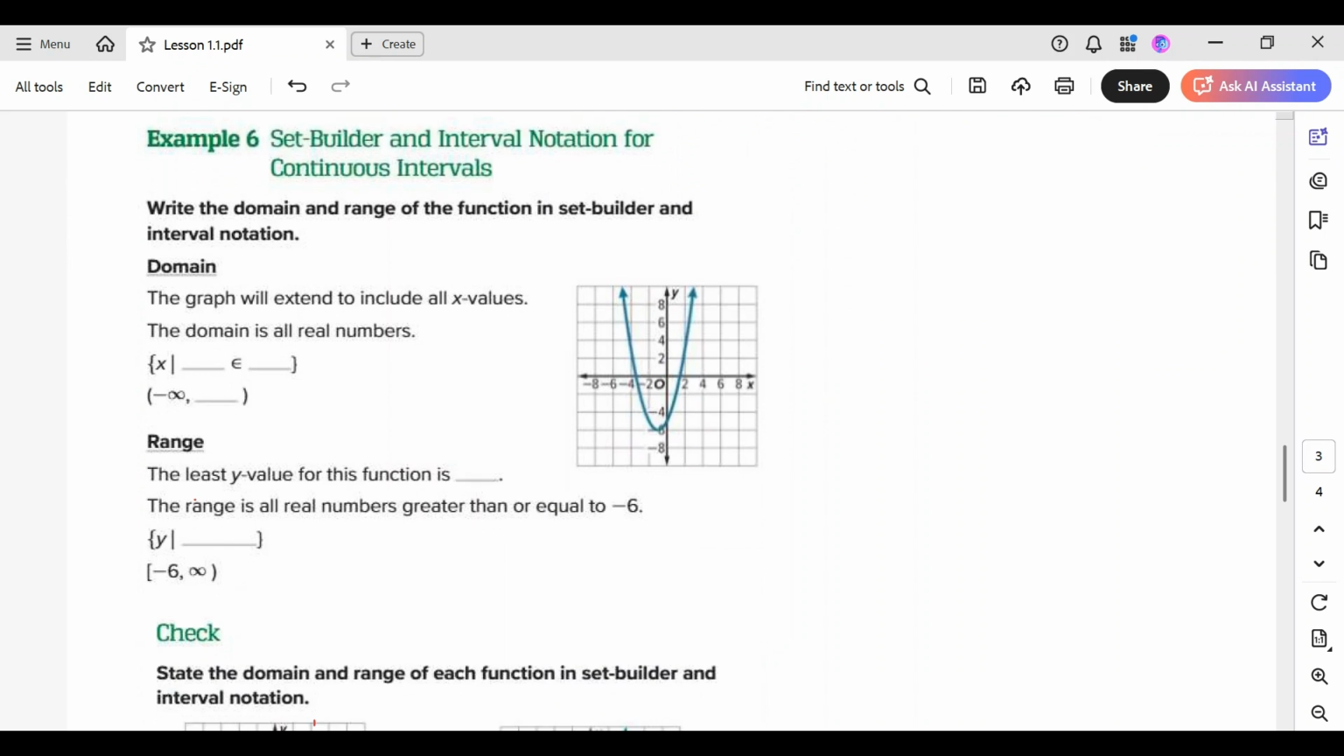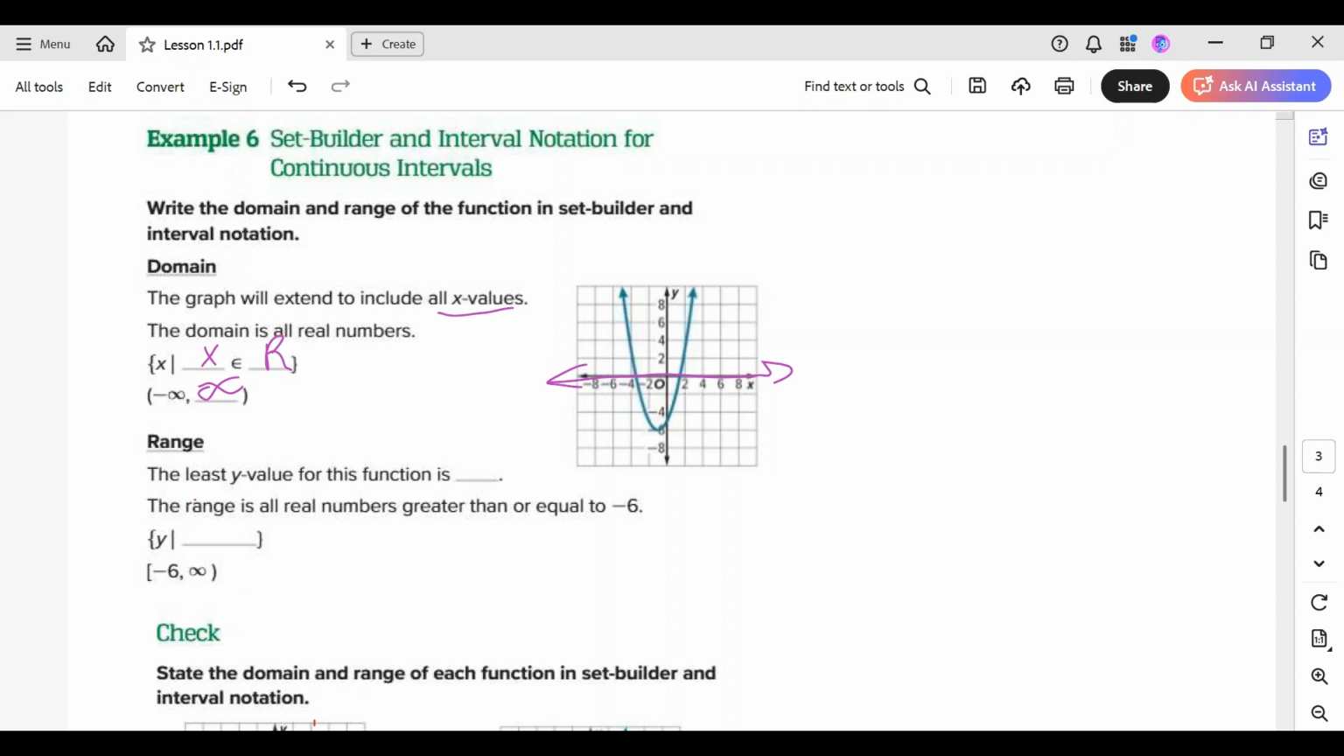So let's look at example 6. It's talking about set builder notation. It wants us to write the domain and range for the given graph. Remember, domain are your x values. So in this instance, the domain is going to be all real numbers. So you would write it as x if and only if, that's what that line represents, x is all reals. And we use a capital R to represent reals. For interval notation, because we're representing from -infinity to +infinity, it's going to be the +infinity symbol.